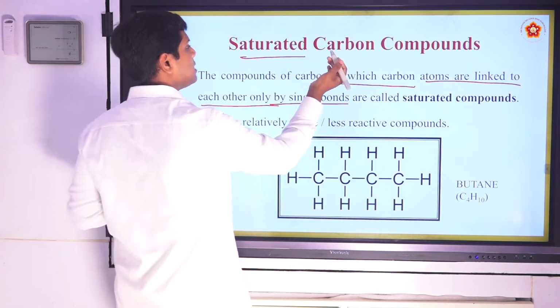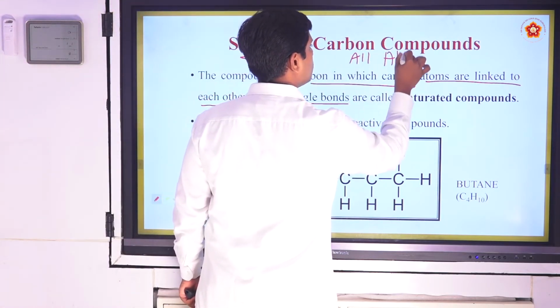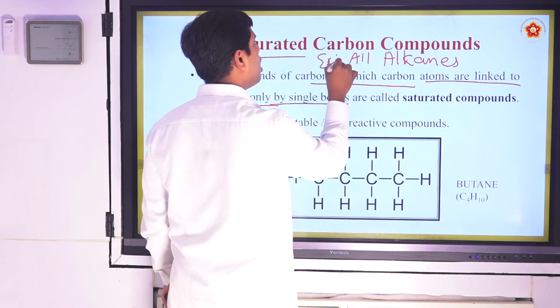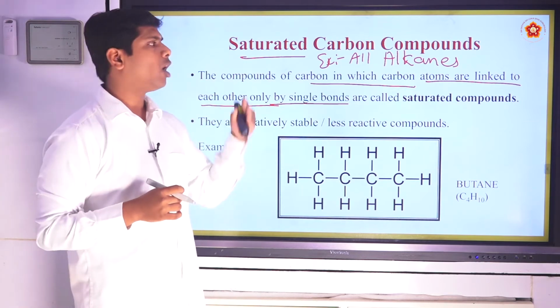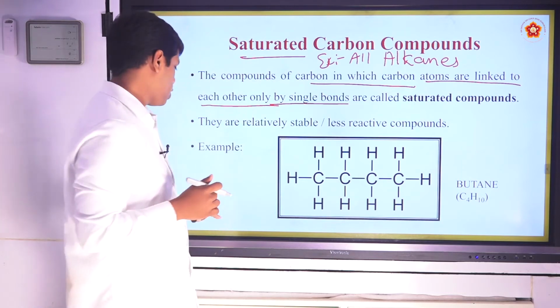All alkanes are examples of saturated compounds: methane, ethane, butane, pentane, all these are examples.